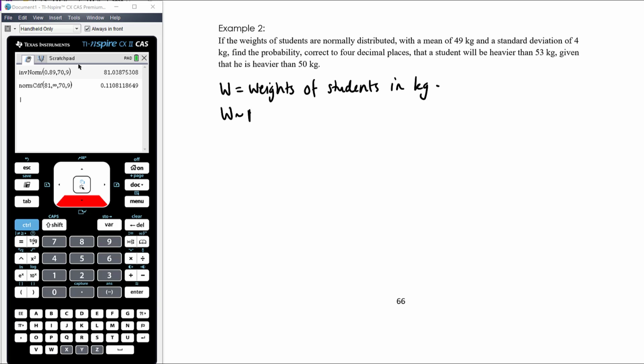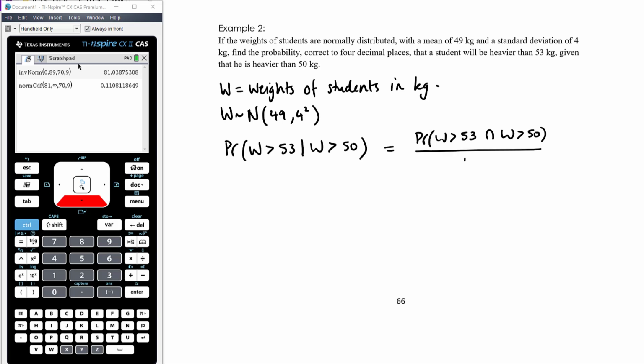W is a normally distributed variable. The mean is 49 and the standard deviation is 4, so the variance is 4 squared. Find the probability correct to 4 decimal places that a student will be heavier than 53 kilograms given that he is heavier than 50 kilograms. So we want the probability that the weight is more than 53 given that the weight is more than 50. Okay, so we need to think about the intersection of those two things. What is it for something to be both bigger than 53 and bigger than 50? So something has to be both bigger than 53 and bigger than 50. It just has to be bigger than 53.